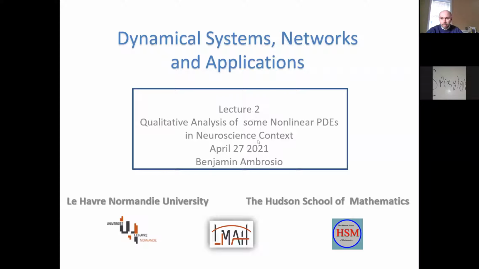So today we are dealing with the qualitative analysis of some nonlinear PDEs, which come from a neuroscience context. In fact, today we will deal with reaction diffusion systems.